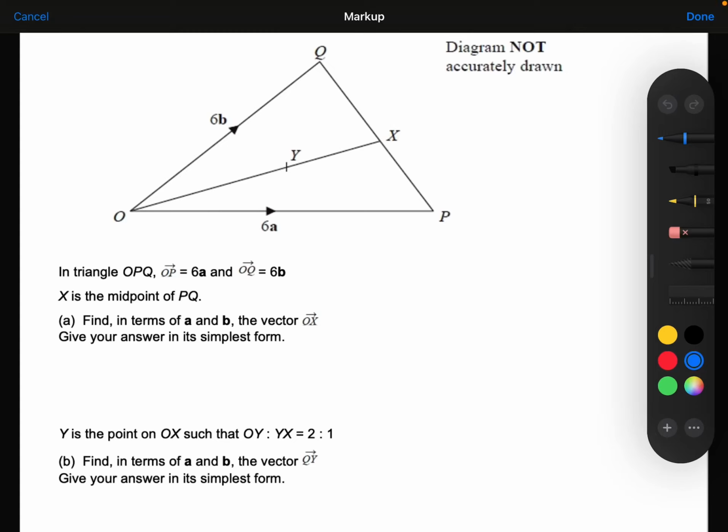In triangle OPQ, we're told that OP is 6a, which is already marked on. OQ is 6b, which is already marked on. And we're told that X is the midpoint of PQ. We need to find, in terms of a and b, the vector OX.